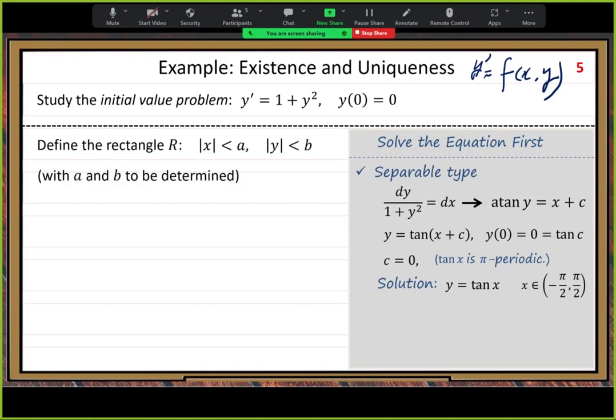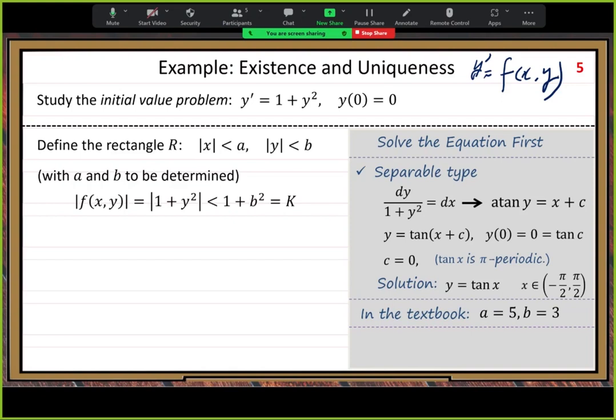With a, b to be determined, I want to squeeze some juice out of it. I want to do a little more than our textbook. In the textbook, a equals 5, b equals 3. Then we apply the existence uniqueness theorem and see what happens. Let's check the bound of the function: 1 plus b squared equals k. If you use 3, k equals 10. Here I hold the value of b because then I have freedom to choose its value to my advantage. I want to do better than the textbook. Here I show you a little technique.